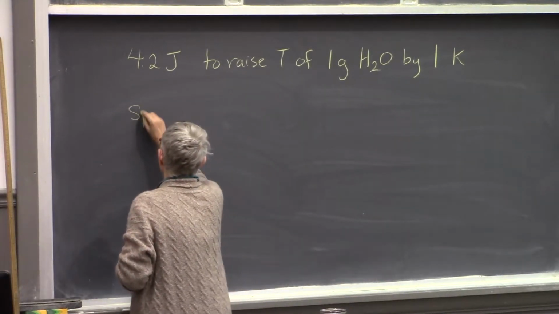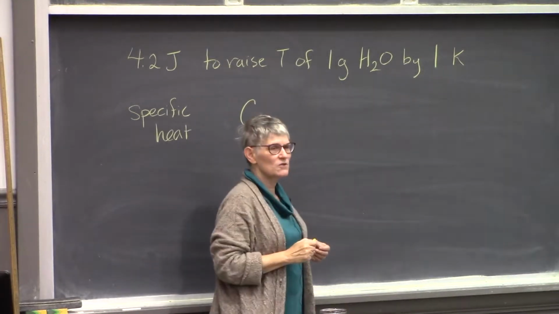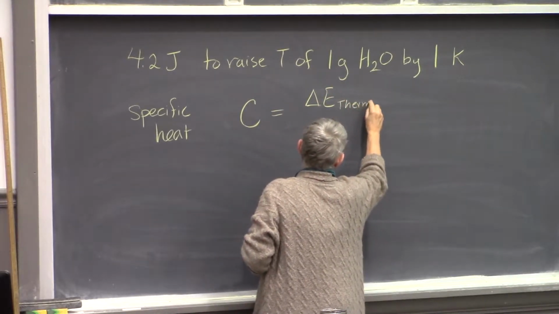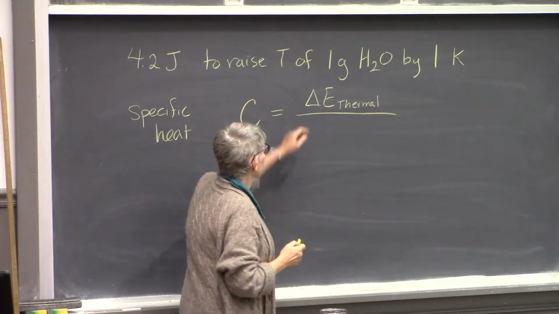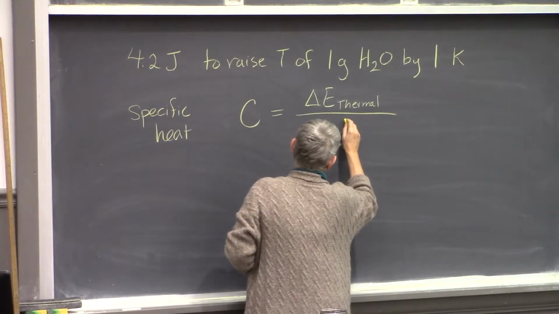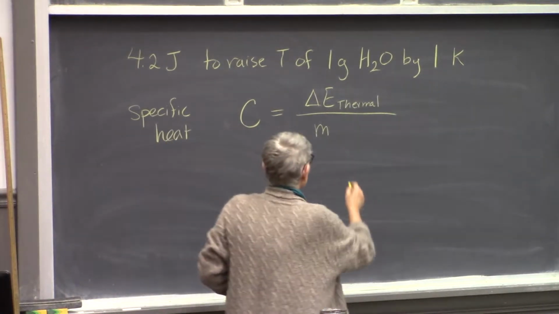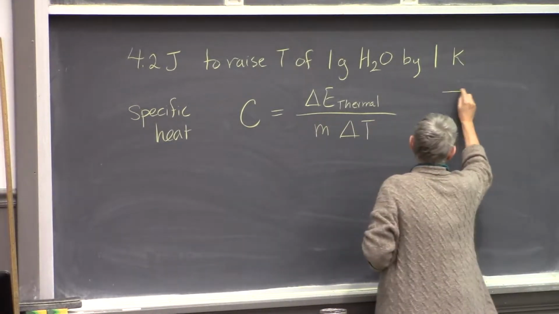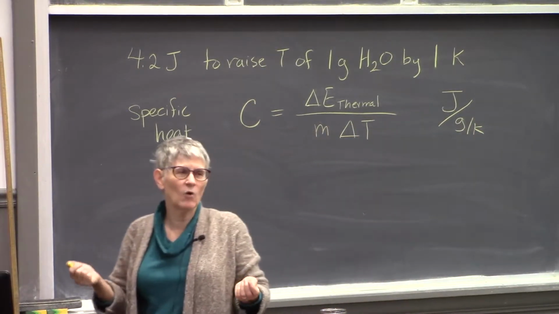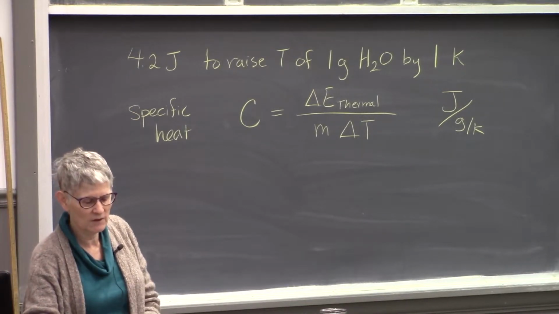And so specific heat, which we write with a capital C, is the ratio of the change in thermal energy for an object per gram per degree. It comes out as joules per gram per Kelvin. So the specific heat of water is 4.2 joules per gram to raise the temperature of water one degree Kelvin.